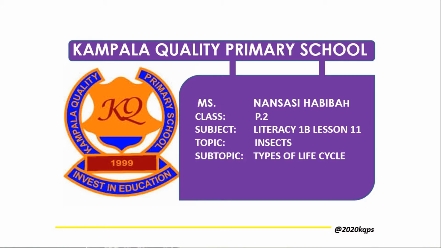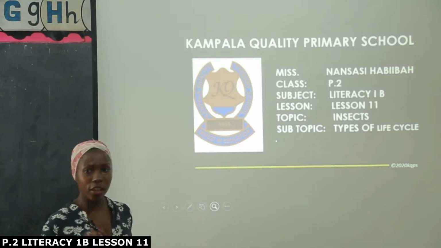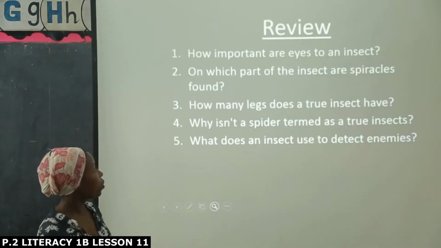Well, we've been talking about insects. We are continuing with the insects. Last time we were talking about the parts, the external parts of an insect and the use of each part. All right, I left you with an activity. I want us to go through the activity and we see.